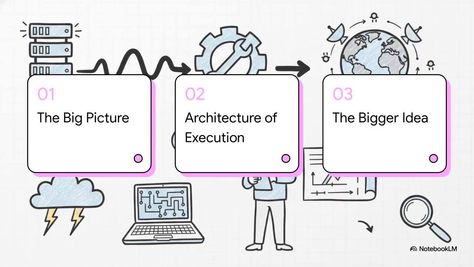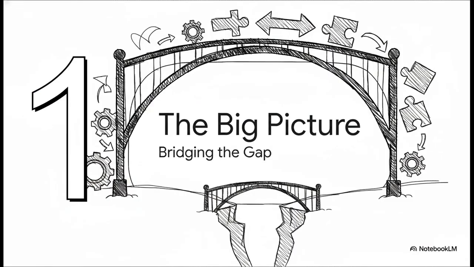To break this all down, we're going to look at three clear things today. First, the big picture, what an FDE actually is. Then, the architecture of execution, how they get things done day to day. And finally, the bigger idea, looking at ownership and impact. Okay, so let's jump right into part one, the big picture and how we bridge that gap.